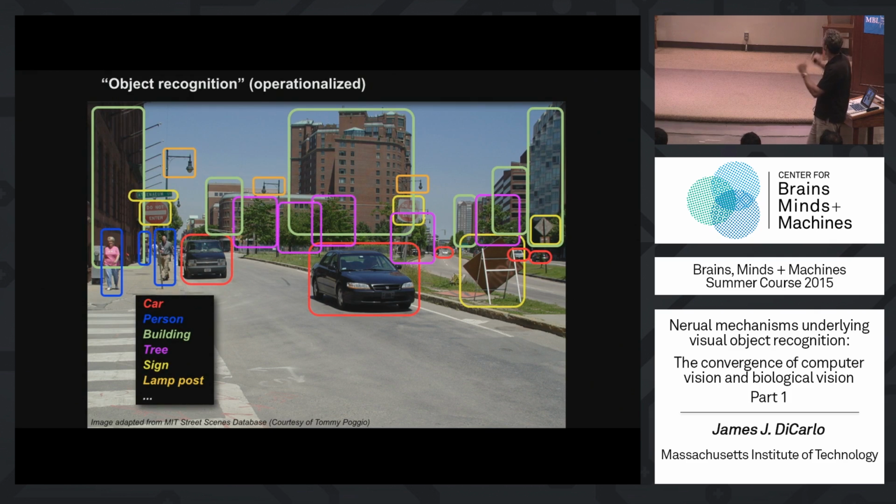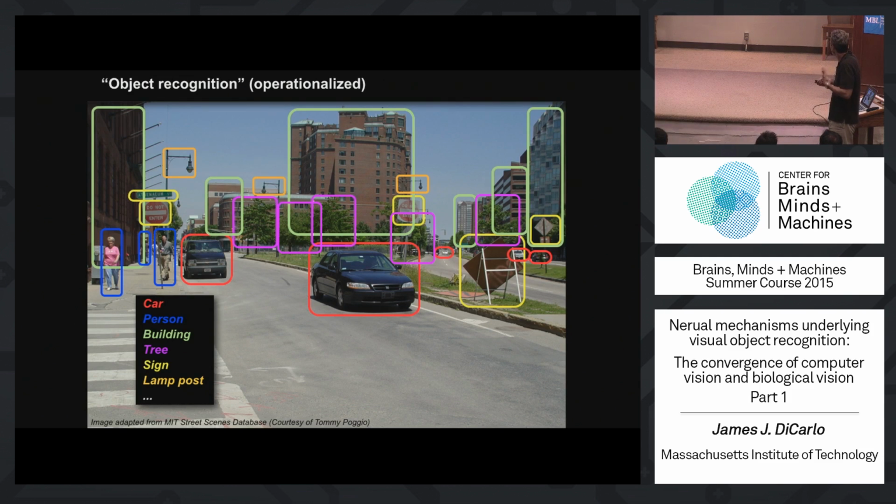This is the way computer vision operationally defines part of the problem of object recognition and vision. It's as if you take a scene like this and you want to come up with an answer space that looks like this, where you have noun labels, say car, and you have what are called bounding boxes around the cars. Similarly for people or buildings or trees or whatever nouns that you or DARPA or whoever wants to label, right?